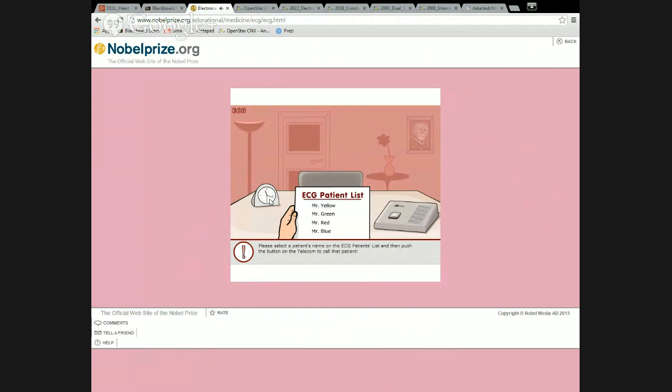You have these four patients that you need to see. So patient Mr. Yellow, highlight his name, push the intercom button, and he shows up with his yellow tie. Little information about him. He says he's got to have an EKG. Is it going to hurt? And you, of course, say, no, it's not going to hurt. Take all your clothes off and lay down. So, as you know, good bedside manner there.